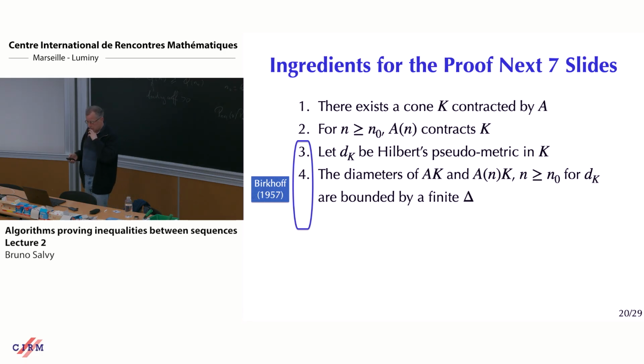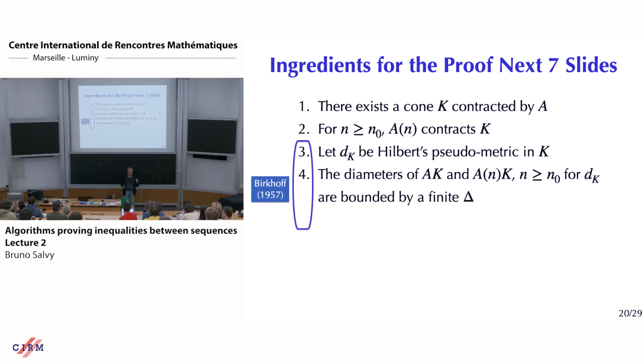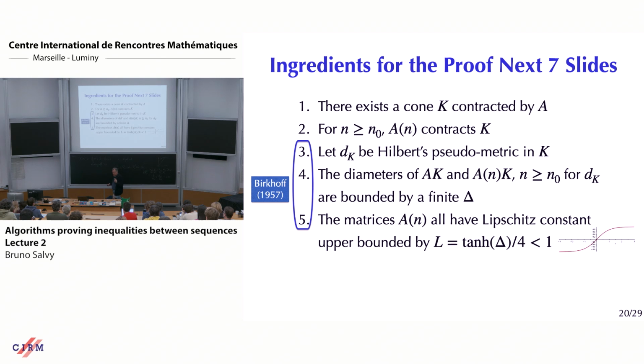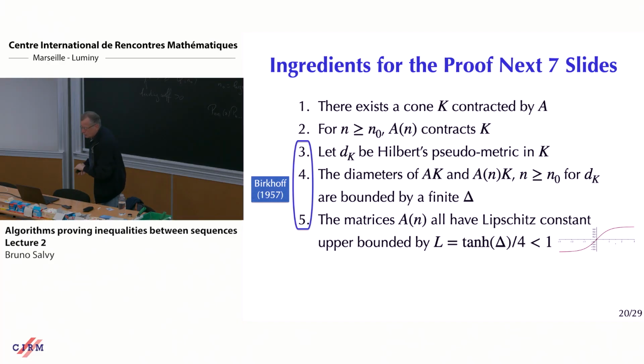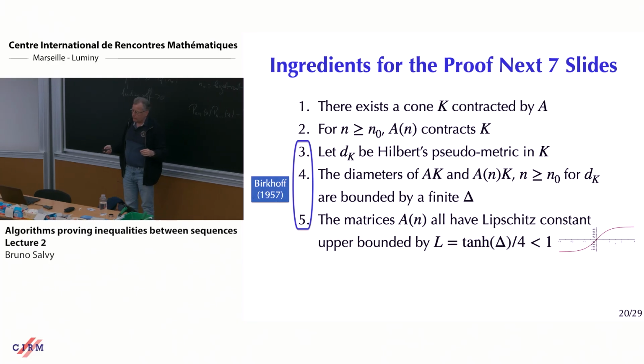And same for the eigen. And then the really nice result is that all those matrices have a Lipschitz constant, which means that the distance between the images compared to the original distance is multiplied by a constant that's smaller than 1. And it's actually the hyperbolic tangent of delta divided by 4.